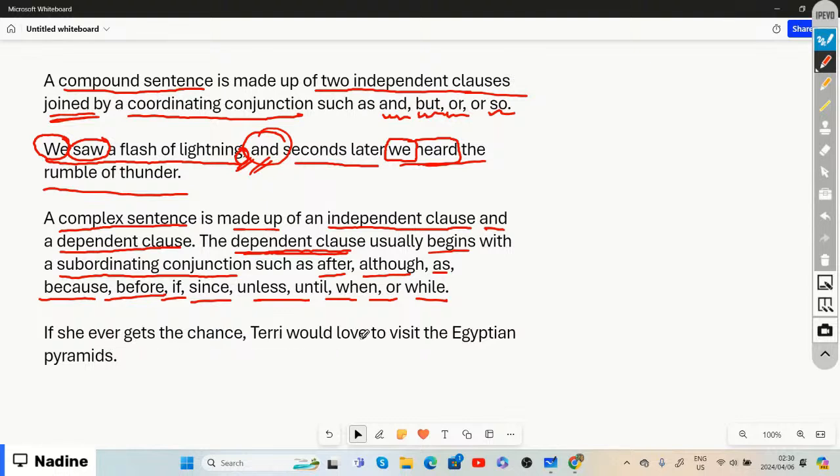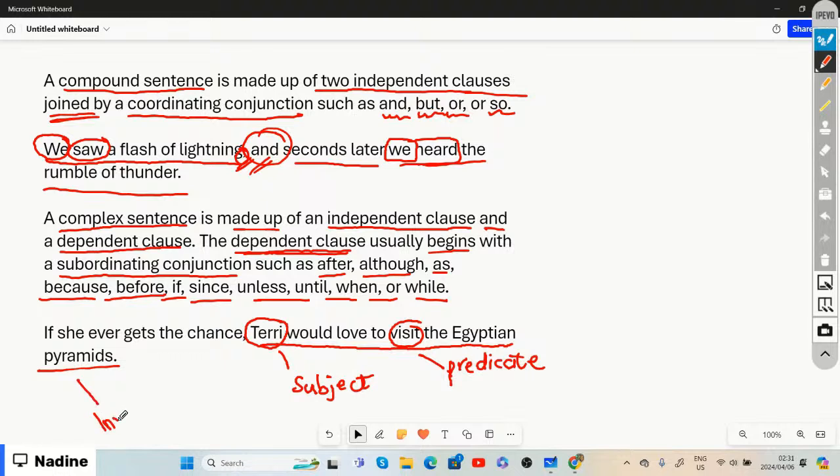If we look at the part after the comma, it says Terry would love to visit the Egyptian pyramids. Terry is our subject. I'm going to put an S here for subject. And then would love to visit the Egyptian pyramids, that is our predicate, right? Which means that this part, Terry would love to visit the Egyptian pyramids, is our independent clause.